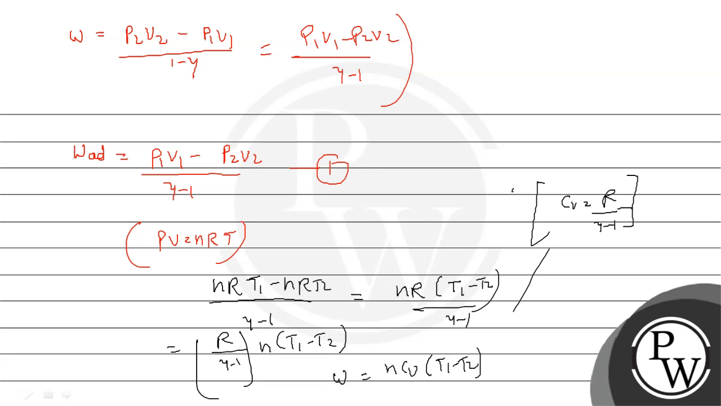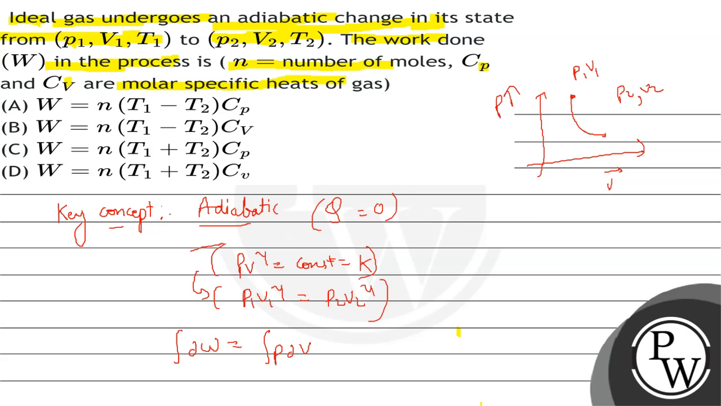From this we have n Cv T1 minus T2. Let's check the options. So the final answer is n Cv (T1 minus T2). Option B is the correct one.